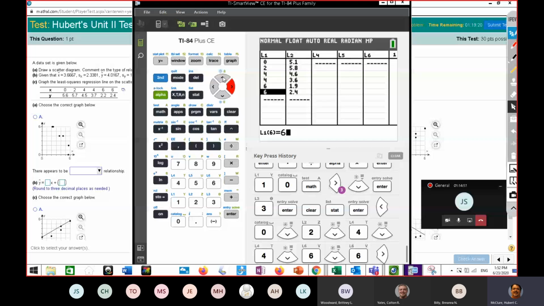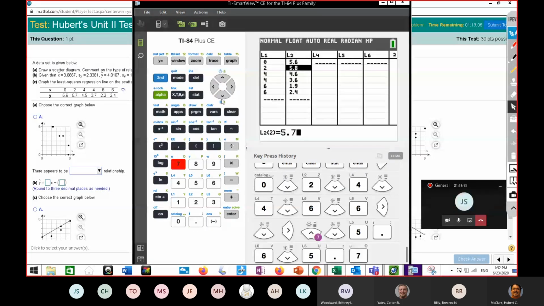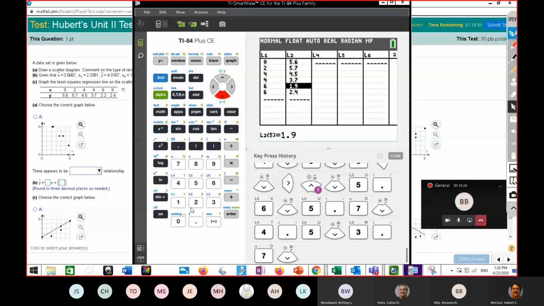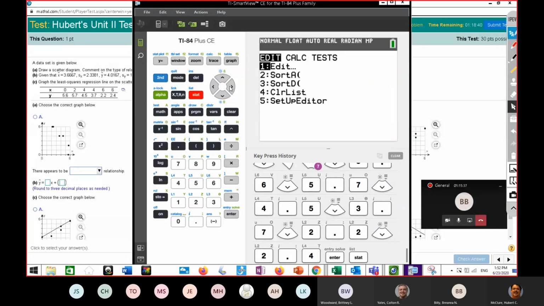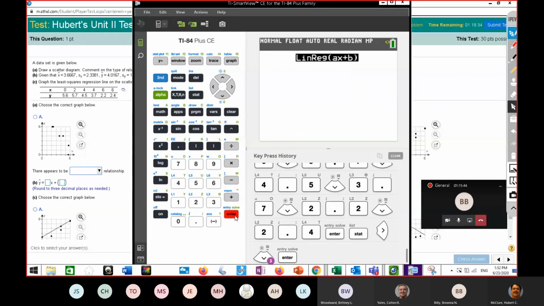Then go over to the next column: 5.6, 5.7, 4.5, 3.7, 2.2, and 2.4. Go to Stat, go to Calculate, go to Linear Regression, and Calculate.